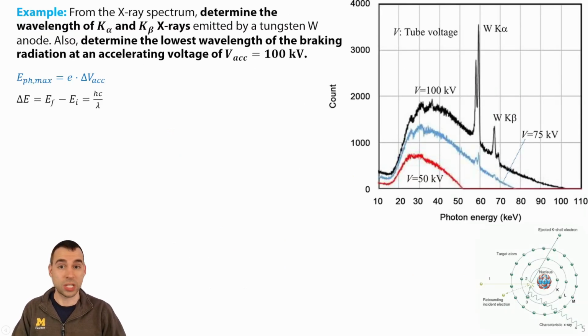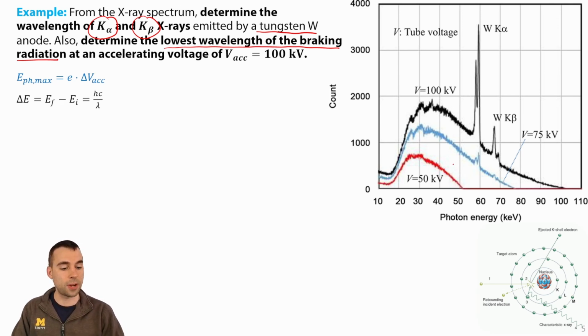Okay, so let's give this example a shot. Here we have an X-ray spectrum that's been given to us, and this is for tungsten, and we are asked to calculate the wavelength of the K alpha and K beta X-rays that are generated from this target, and also determine the lowest wavelength of the bremsstrahlung radiation with an accelerating voltage of 100 kilovolts.